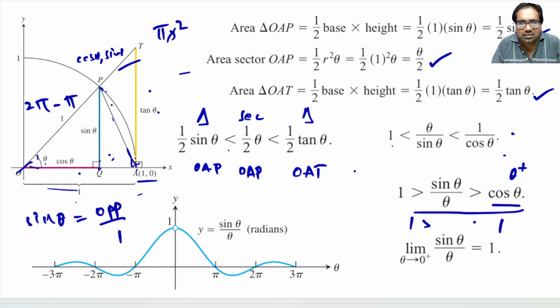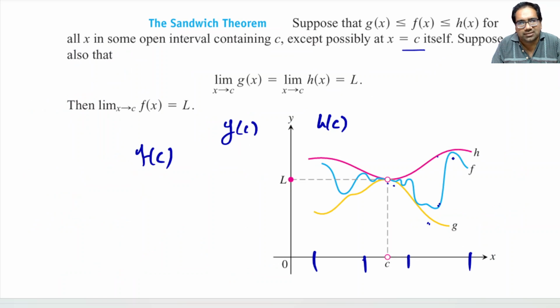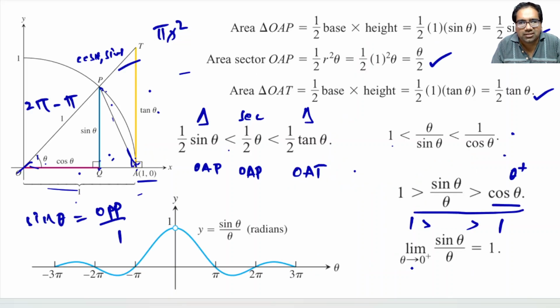Basically, 1 greater than sine theta by theta is greater than 1. So that means we are somewhere like this, right? This is sine theta by theta, this is cos theta, and this is 1. Okay. So what does that mean? Limit theta tends to 0 plus should be equal to 1, because the limit of cos theta is 1 and the limit of 1 is anyway 1. But so far we are talking about theta plus. That is, theta is positive and we are approaching theta from the positive side. That means theta is reducing and becoming 0. That is fine. Now, we already discussed that sine theta by theta is an even function.